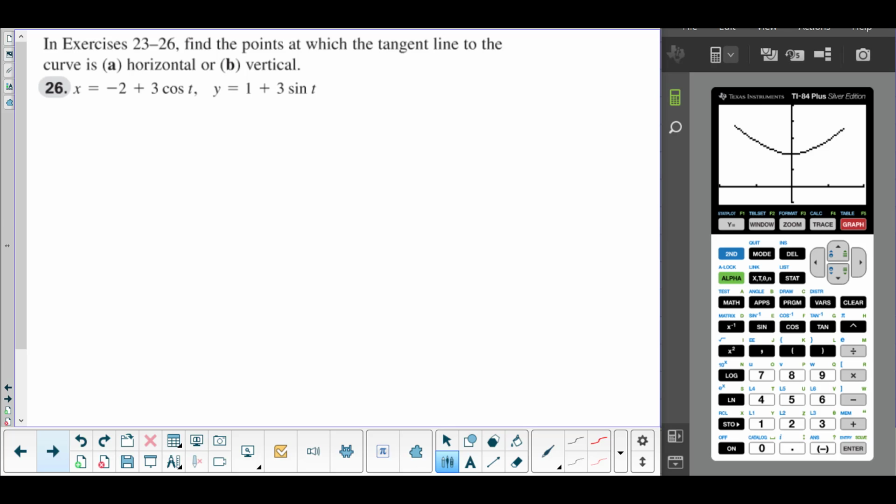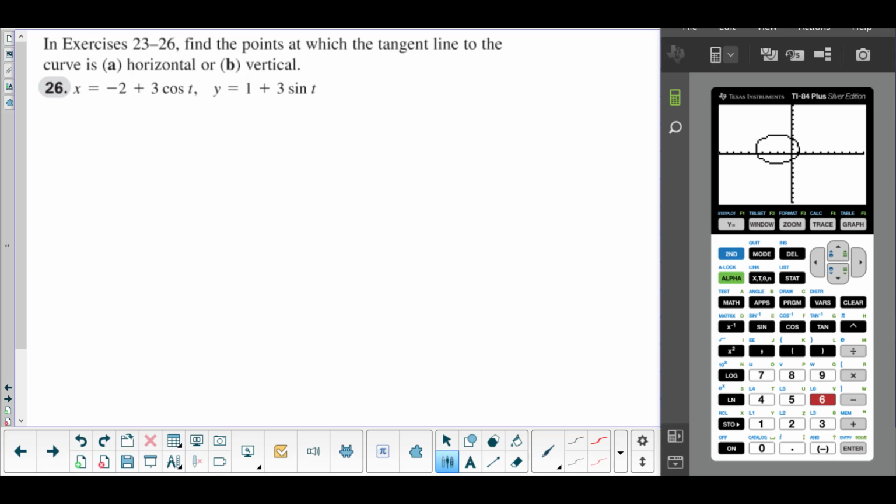Next, exercise 23 to 26. Find the points at which the tangent line to the curve is horizontal or vertical. Let's graph this. Let's clear these. Oh, by the way, I didn't mention, make sure you're in radians when you graph these trig functions. We have -2 plus 3 cosine, and then 1 plus 3 sine. Now, because both coefficients of sine and cosine are 3, this should be a circle. Zoom 6. There's the circle.